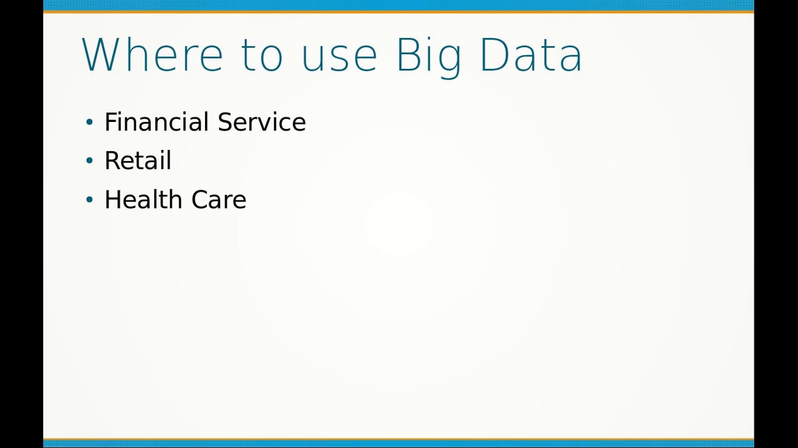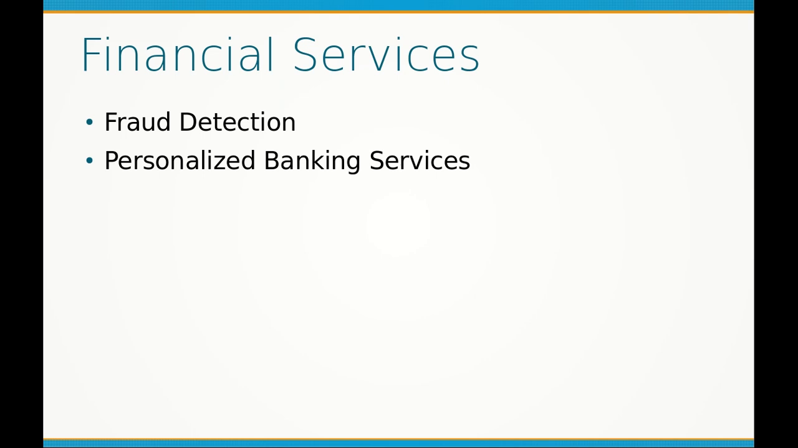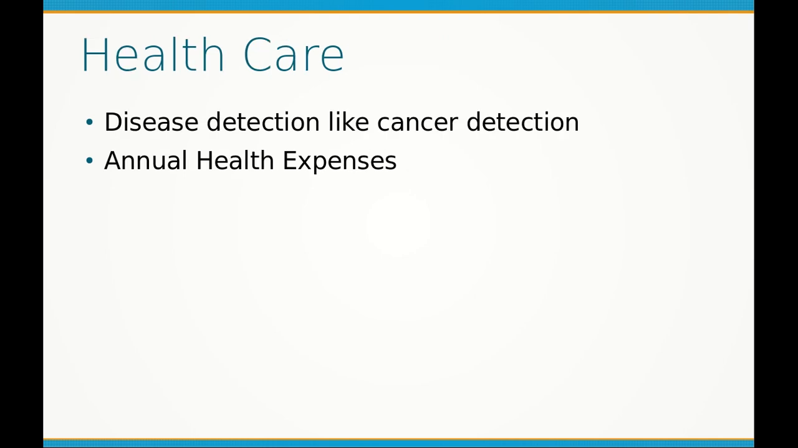So where to use big data? Financial services, retail, healthcare. In financial services, I guess you have already gone through many examples like credit card default, fraud detection, personalized banking service. You may get a call saying that you are showing this kind of pattern, so we are offering you a credit card, or some different kinds of personal loans. This is based on analytics they have done on your data from your previous interaction with the bank. Healthcare: disease detection like cancer detection. I guess you have all heard about IBM Watson, how they use a huge set of data, mine it, do analytics on top of it and predict the cancer probability.